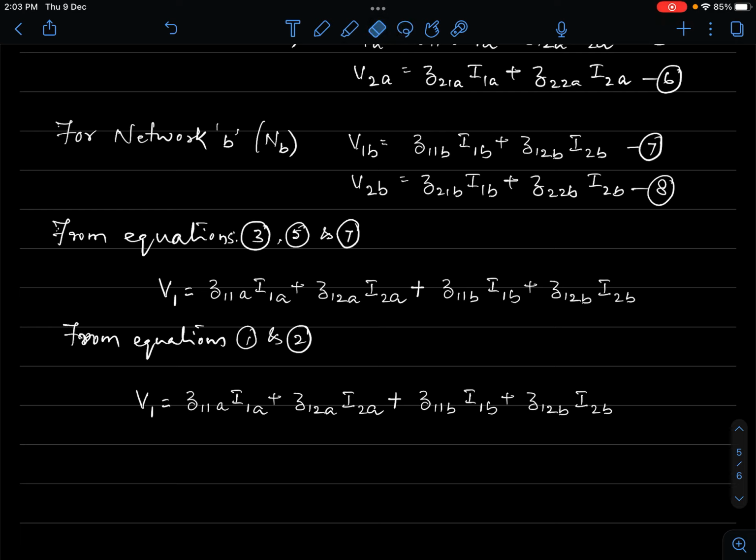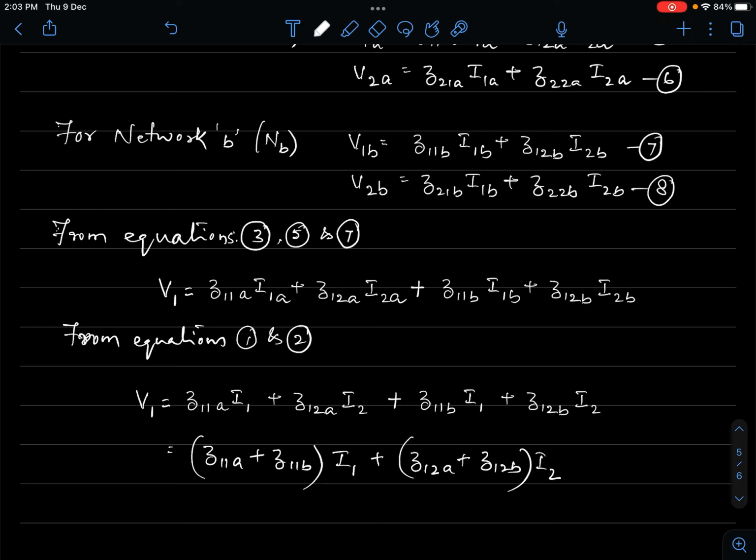Now what I mean is, wherever I have I1A, I will simply write it as I1. I2A is I2. I1B is I1. I2B is I2. Alright, now I will group the terms. What I mean is, I will collect the terms. This is Z11A plus Z11B, whole thing multiplied with I1, plus Z12A plus Z12B, whole thing multiplied with I2.